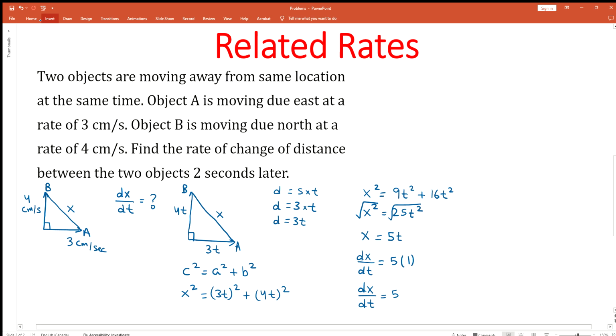This is a very important concept we need to understand to solve this type of problem. The unit of 5 is centimeters per second because the given unit of speed is centimeters per second. This should be the final answer for this problem. So these are the steps you have to keep in mind to solve a problem like this one.